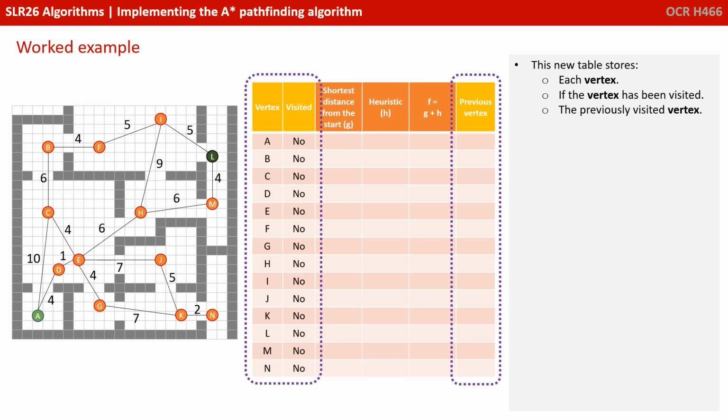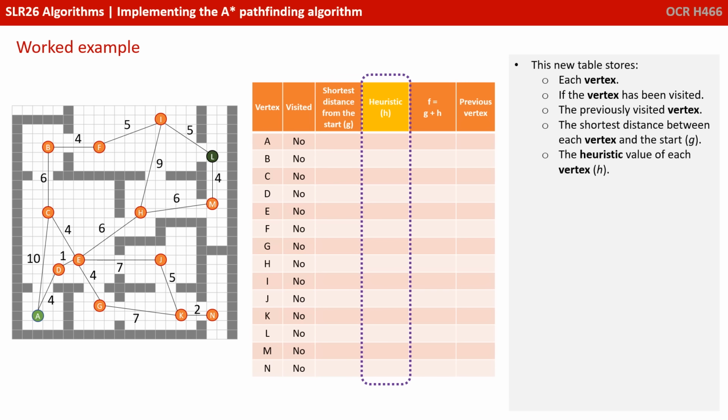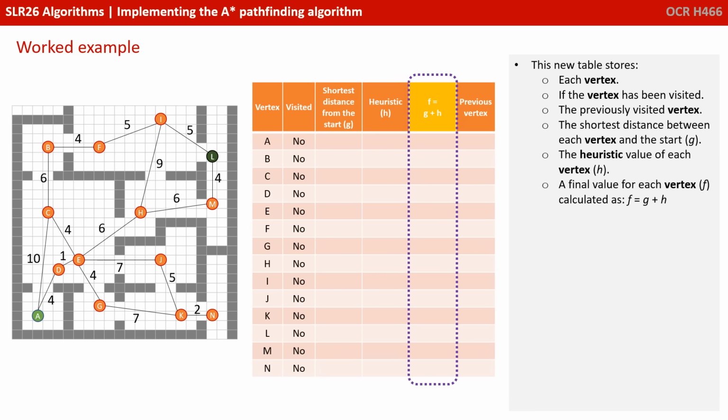This new table stores each vertex and if the vertex has been visited and the previously visited vertex. The shortest distance between each vertex and the start, which we're going to call G. The heuristic value of each vertex that we're going to call H. A final value for each vertex that we're going to call F, and this is calculated by adding together the values from G and H.